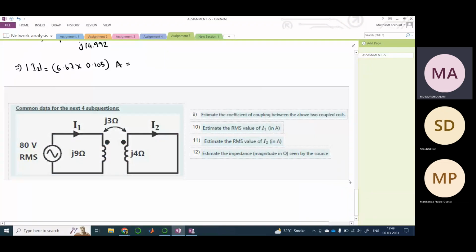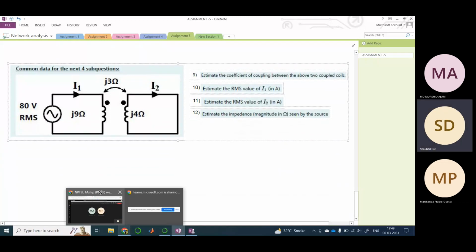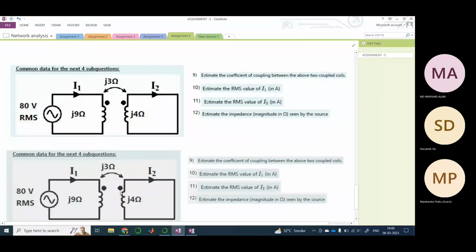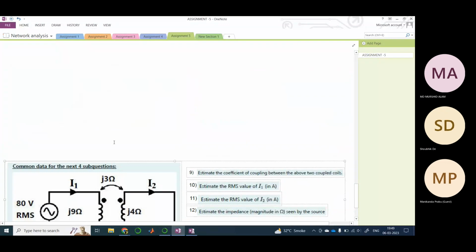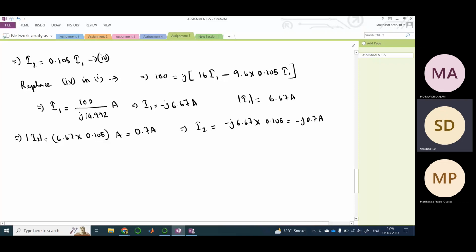0.7. So this is 0.7 amperes. And the value of I2 would be what? It would be j 6.67 into 0.105. Right, so this would be minus j 0.7 amperes.